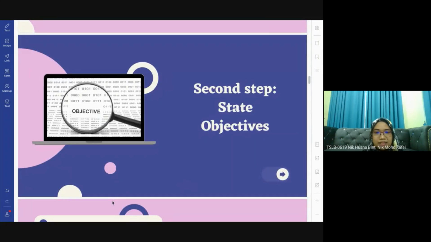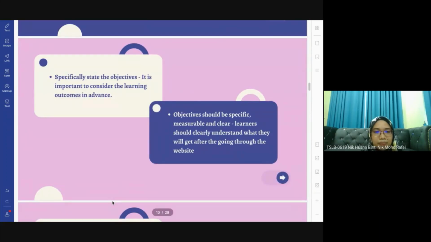So the second step is state the objectives. For the second step, we have to specifically state the objectives of our learning because it is important to consider the learning outcomes in advance, so the pupils would know earlier the objective that we have set. Objectives should be specific, measurable, and also clear for the learners to be able to obtain. So learners should clearly understand what they will get after they go through the website, for example.